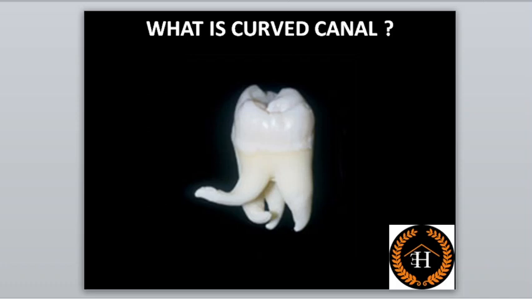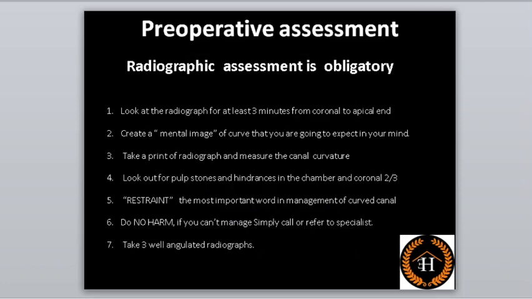In short, they are always there, but when you take a radiograph, you just see a 2D image, you don't see a 3D image. Hence, it is mandatory that you take 2 to 3 well-angulated radiographs to judge the severity of the root curvature. The most important assessment is the pre-operative assessment. Radiographic assessment is obligatory when treating a curved canal. I always advise all my students to look at the radiograph for at least 3 minutes from coronal to apical end. This gives you a lot of information.